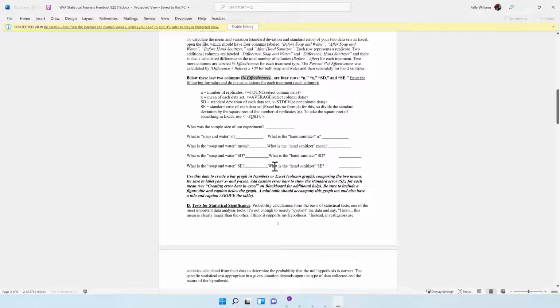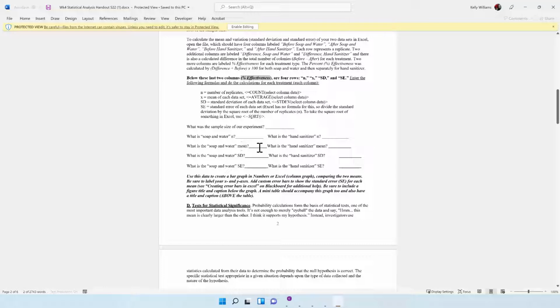And then you're going to answer the questions in here, right? What is the soap and water in, hand sanitizer in? Again, those should be the same. What is the mean for each of these? What is the standard deviation? What is the standard error? Oh, yeah, oh yeah.